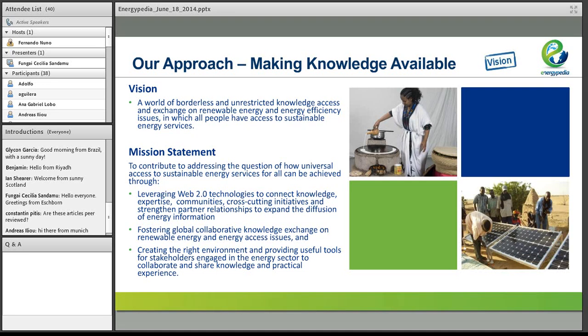As such, we are working on this goal by leveraging Web 2.0 technologies, which I will go into further later in these slides, in order to address knowledge gaps and foster collaborative information exchange by hosting free, relevant, and high-quality information, as well as facilitating partnerships and presenting somewhat user-friendly tools that can enable people to effectively collaborate.